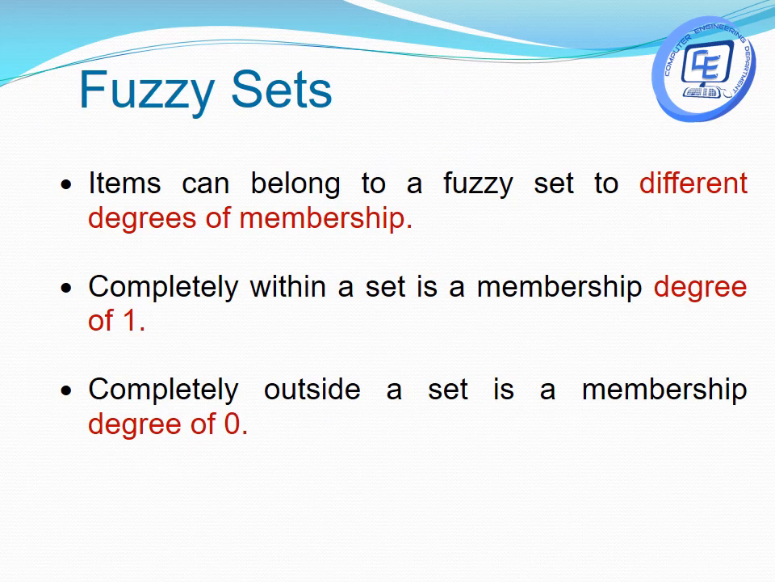So, as seen in slide number 3, what is a fuzzy set? Items can belong to a fuzzy set to different degrees of membership. Completely within a set is a membership degree of 1, and completely outside a set is a membership degree of 0. So the element can lie at 0, at 1, or between 0 and 1. It may lie outside the set, inside the set, or between 0 and 1. That is the different degree of membership.